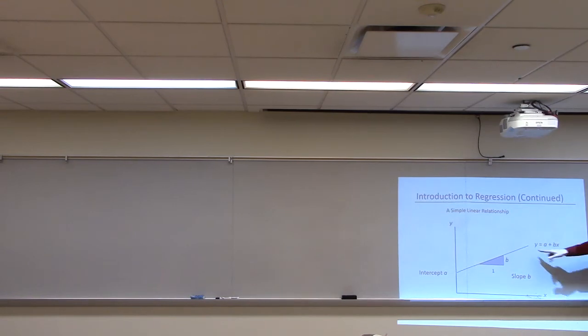All right. So I have a line, and there's an equation for that line. Y equals the intercept. You may have seen that called something different when you studied high school algebra, but now we're going to call it the intercept, with small a, plus b. B is going to represent our slope, and x is going to be the independent variable. So we're going to input x into this model.